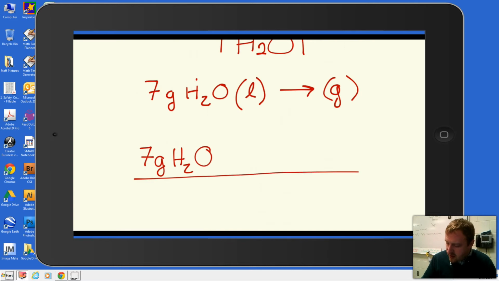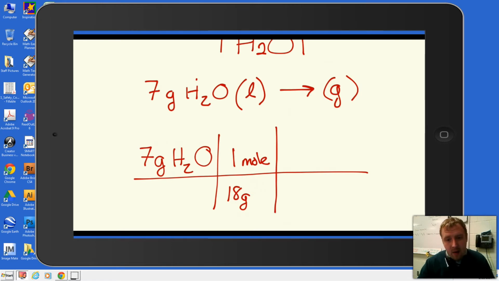And the very first thing I should recognize is that anytime I'm given grams, especially in chemistry, thermochemistry and stoichiometry, I need to convert it to moles. So if you go to the periodic table and look up 2 hydrogens and 1 oxygen, you'll find that when you add their molar masses, it comes out to 18 grams per mole. So I'm going to put 18 grams per 1 mole here. Okay, and that way we see that the grams are going to cancel out. Now I'm left with moles.